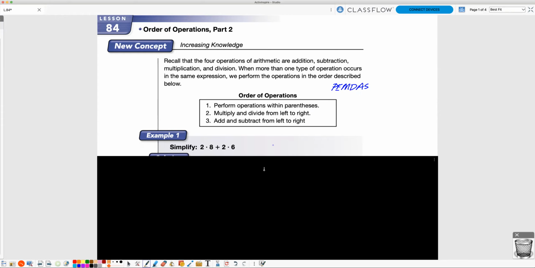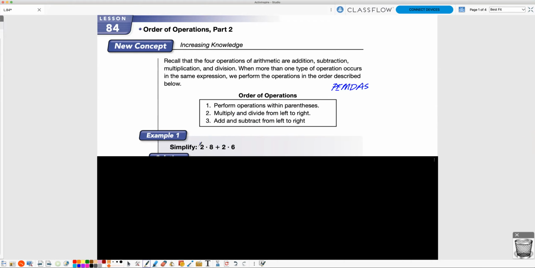So simplify 2 times 8 plus 2 times 6. Considering things that say parentheses, we have none of those. There are no exponents. But when we get to the multiplication step, multiply and divide from left to right. So we're moving from the left to the right, and anytime there's multiplying or dividing that occurs in that direction, we have to complete it.